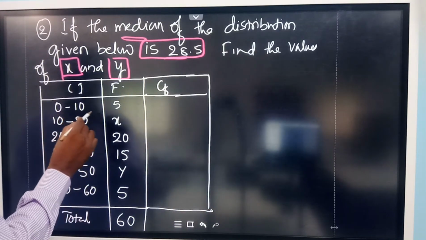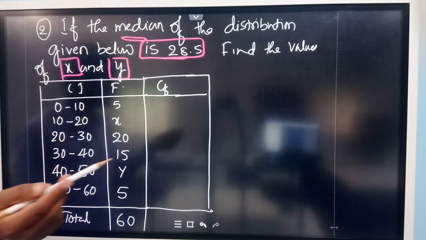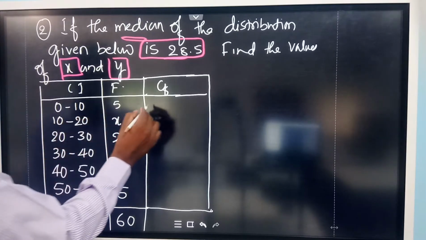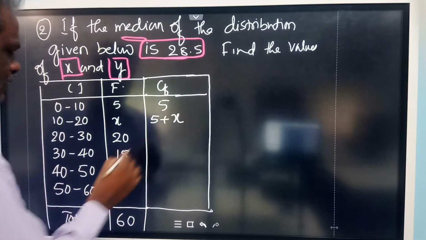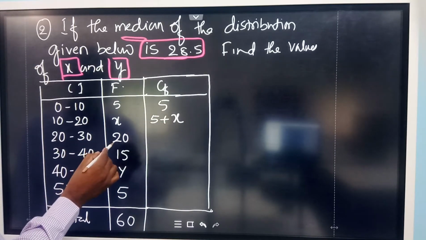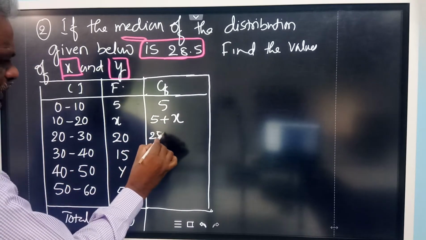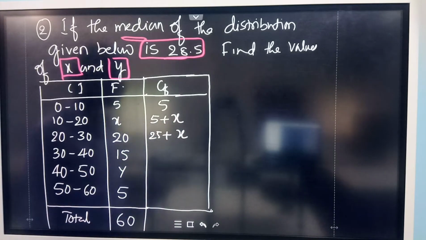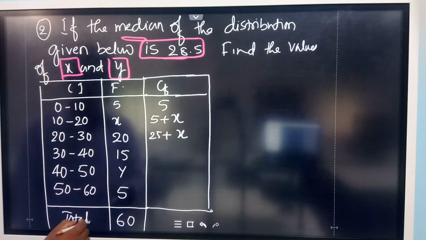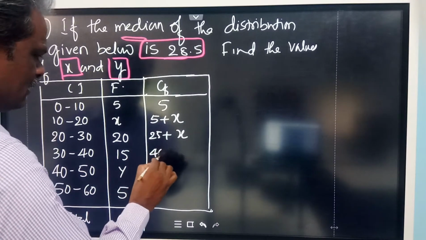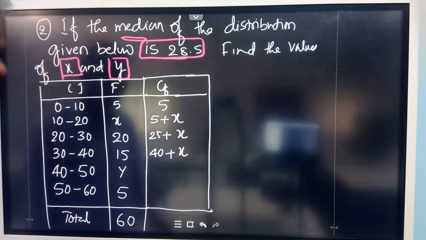Here we do the less than cumulative frequency. Less than 10 we have 5. Less than 20 it is 5 plus x. Less than 30, 20 plus 5, it is 25. Keep the variable as it is; you cannot add that one. Then less than 40, 25 plus 15, it is 40, plus x, which remains as it is without any change.